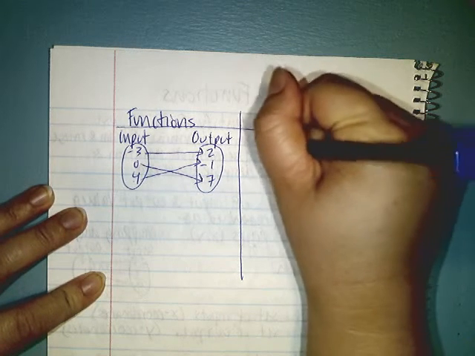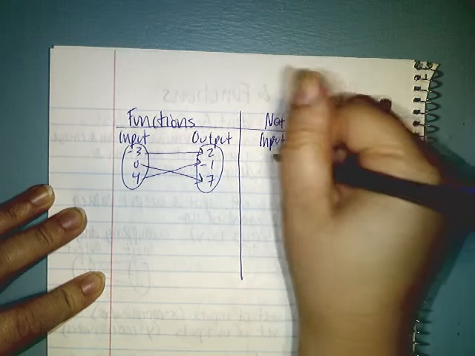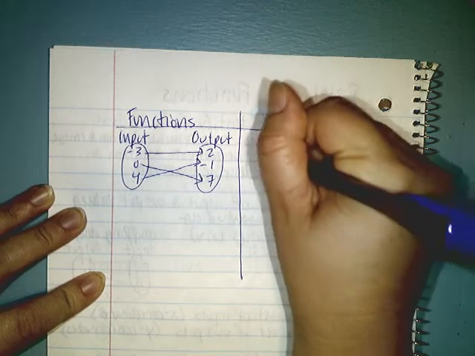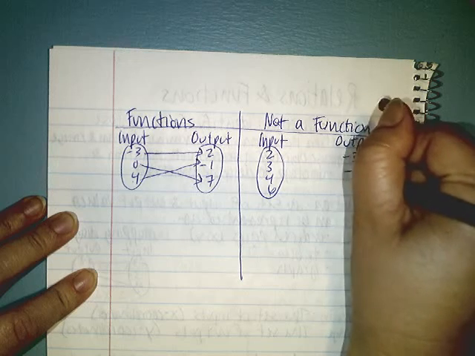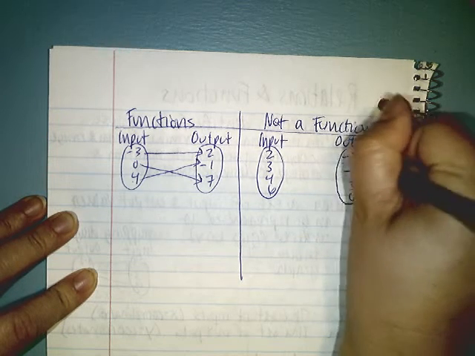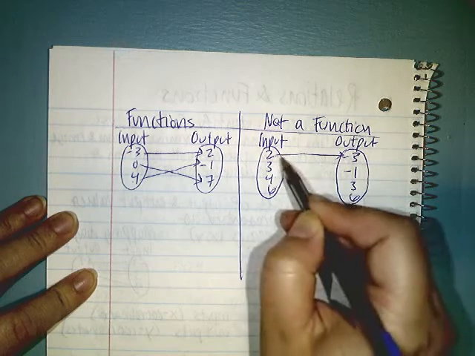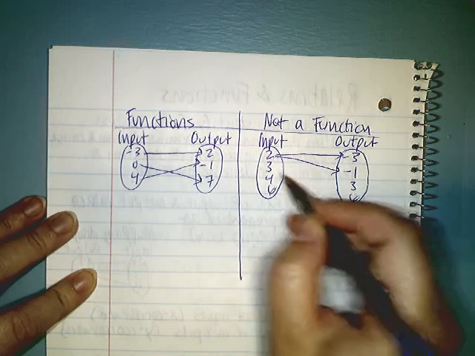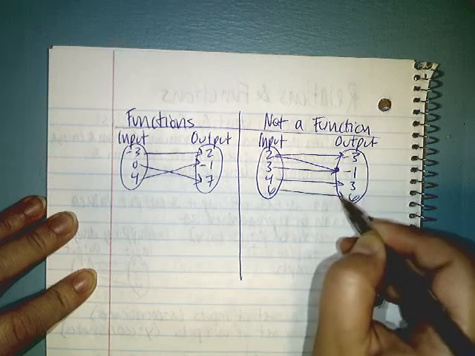On the other hand, if it were not a function, we'd have our input and output still. And we'll say we have 2, 3, 4, 6. So we'll give ourselves one extra one here. And then -3, -1, 3, 6. So again, we'll have 4 values here. But this time, we'll have 2 go to -3, but then we'll also have it go to -1. And then we'll have this one go to -1, this one go to 3, and this one go to 6.